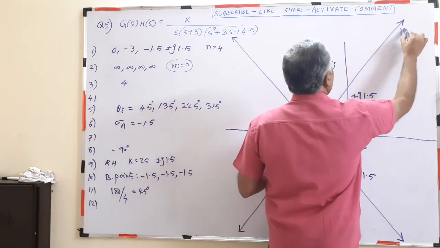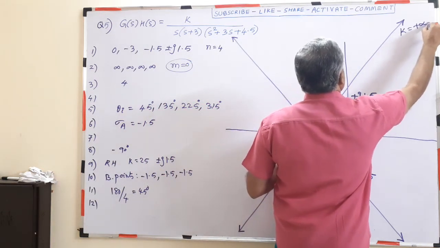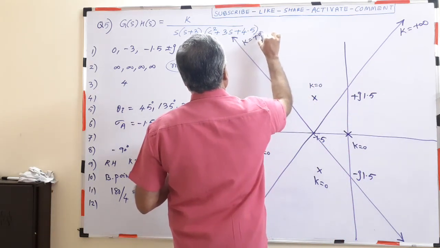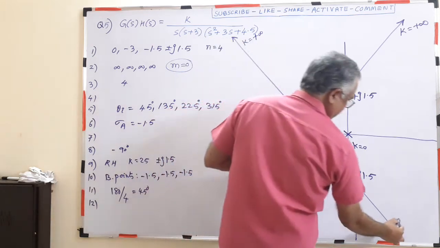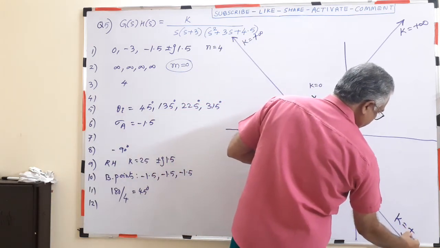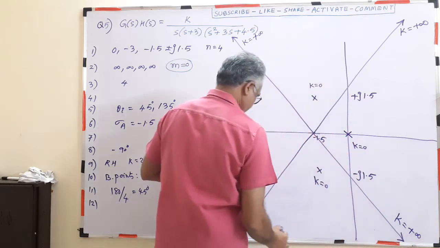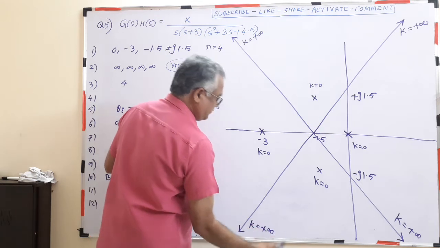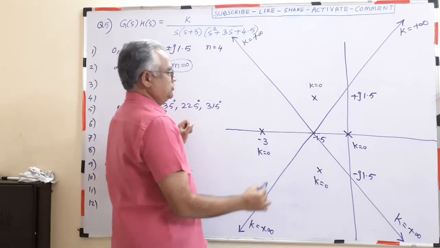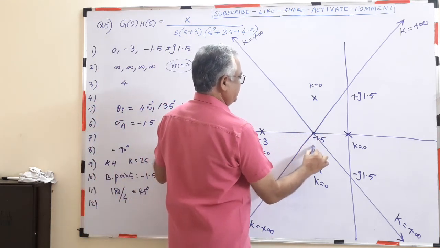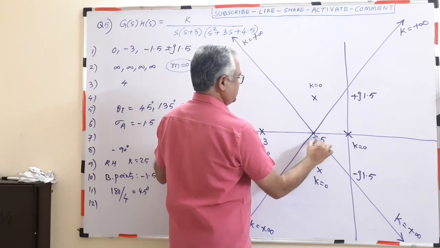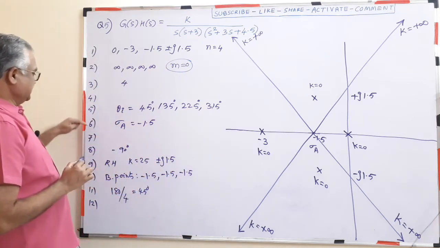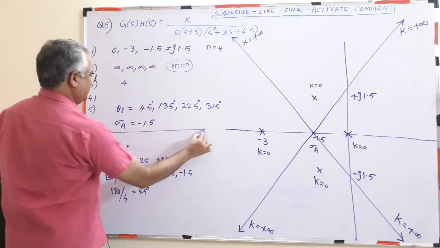So K equal to plus infinite along each of them. So all asymptotes are intersecting here. This is sigma A, minus 1.5. So that is the summary of the first 6 points.